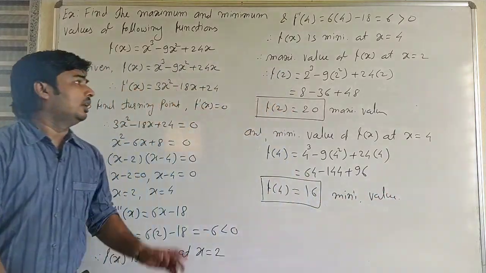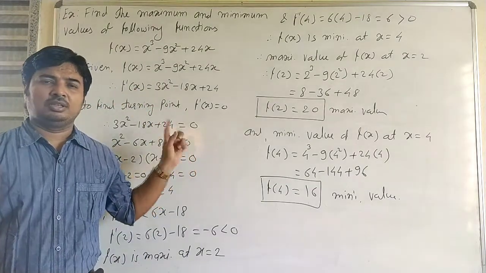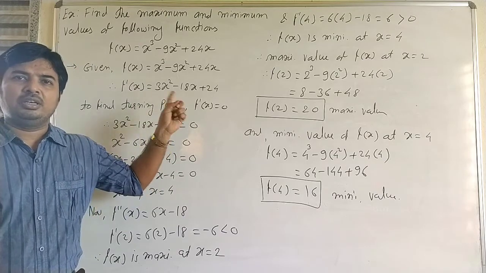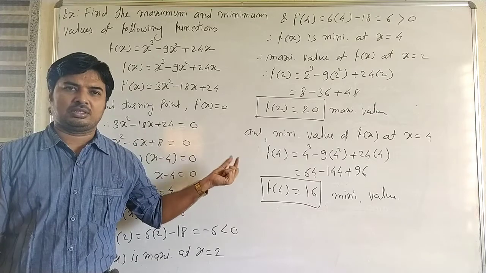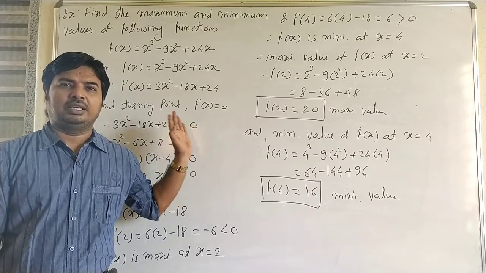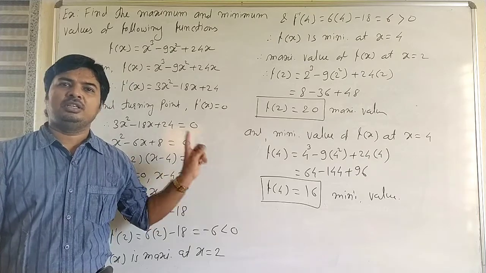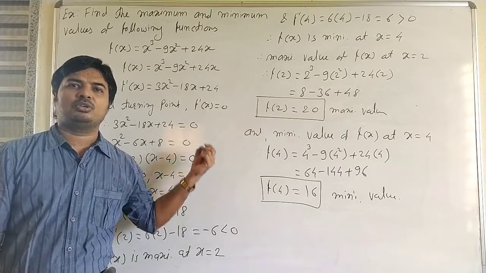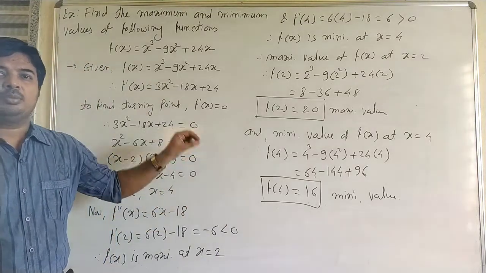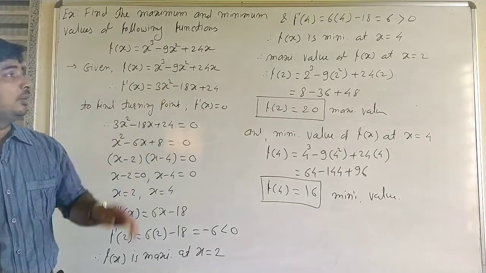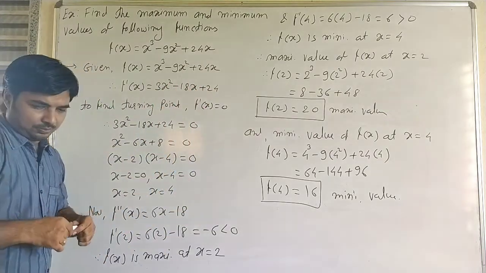Okay, just remember the working rule of the second derivative test. First, given the function f of x, then take f dash of x equal to 0 to find the values of x, that is x1, x2, etc. Then find f double dash and put the values of x in f double dash, that is f double dash of x1 or f double dash of x2. If f double dash of x1 is greater than 0, then it is a minimum. If f double dash of x is less than 0, then it is a maximum. And then find the maximum value at the point and the minimum value at the point. Okay. Now next example.